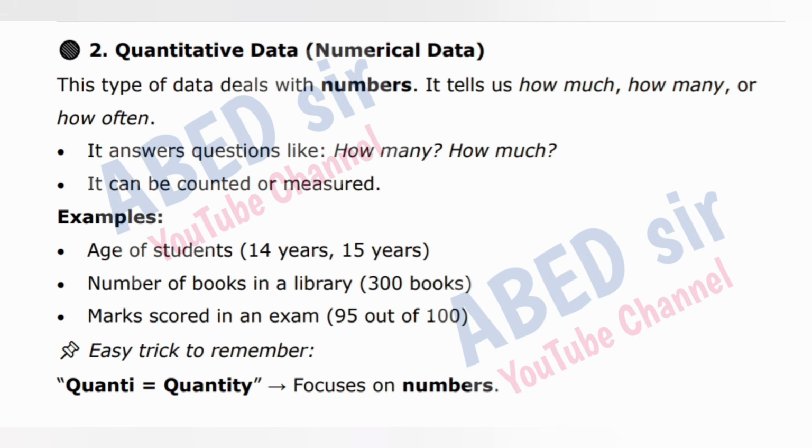Examples. Age of students, 14 years, 15 years. Number of books in a library, 300 books. Marks scored in an exam, 95 out of 100. Easy trick to remember. Quanti is equal to quantity, focuses on numbers.